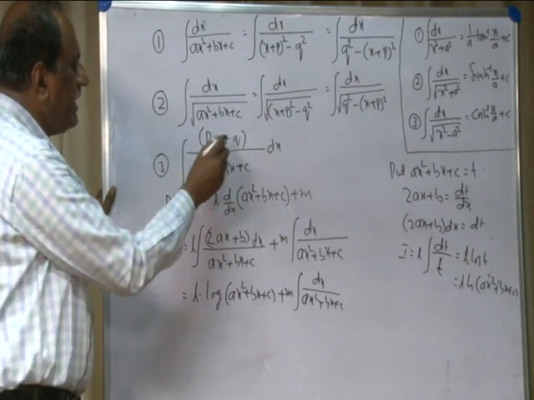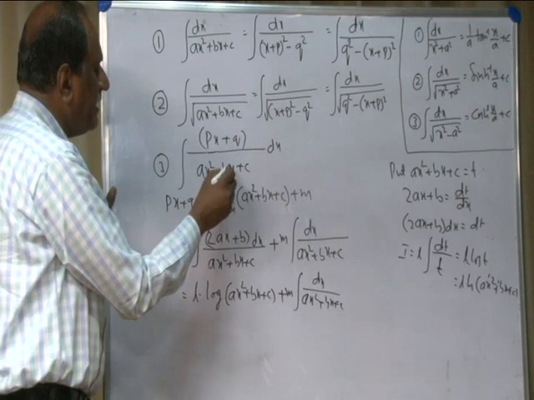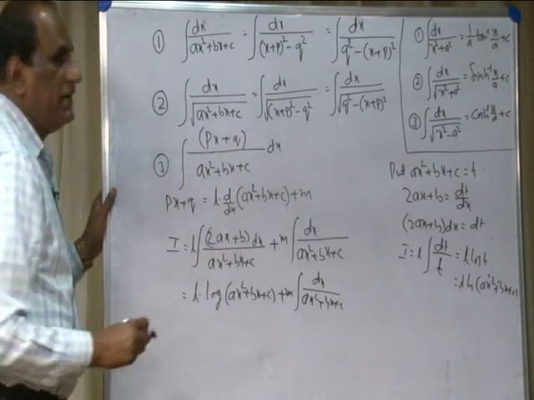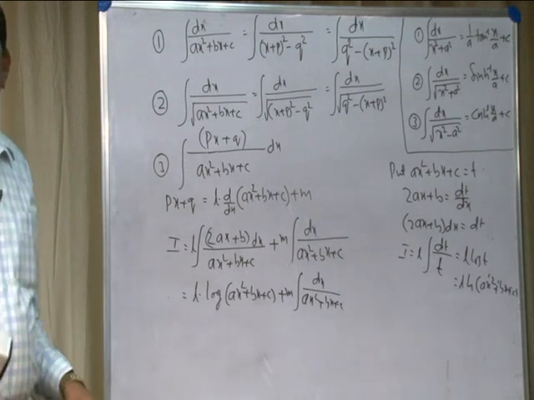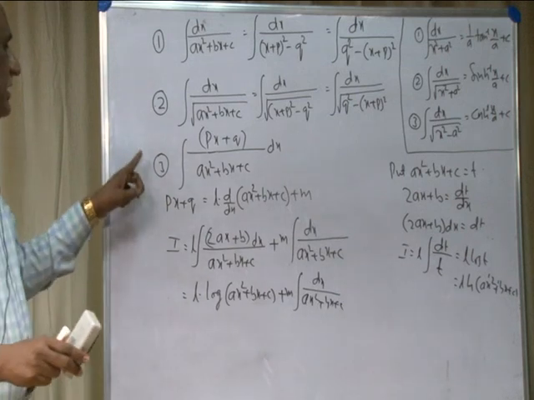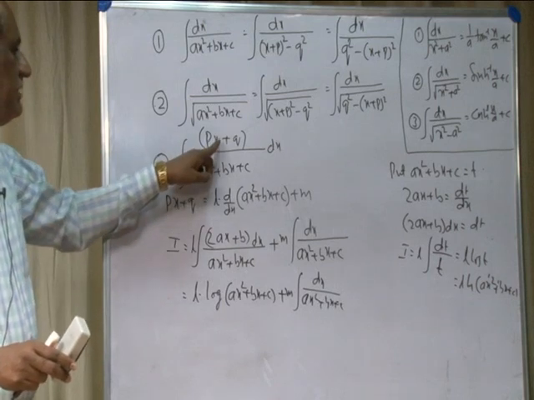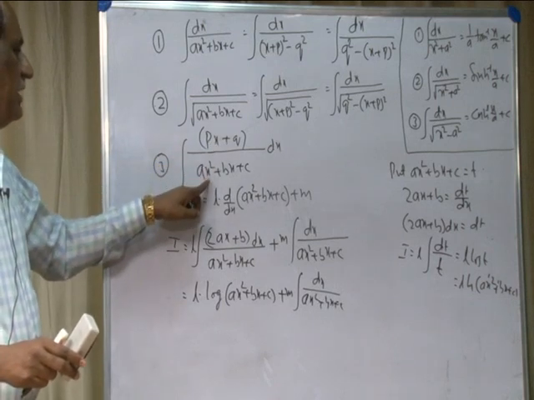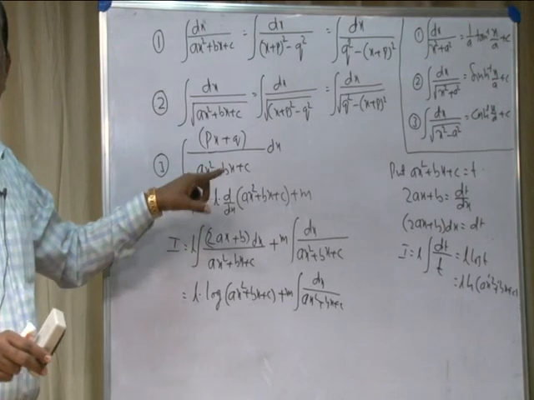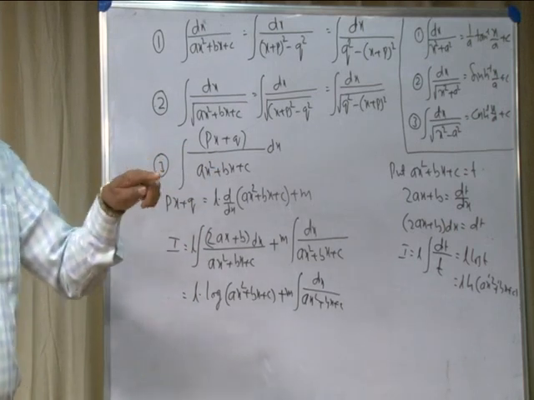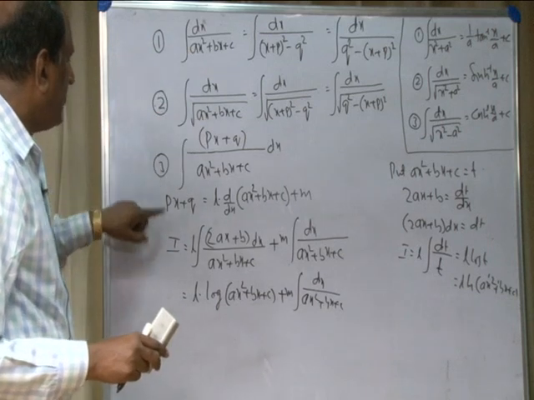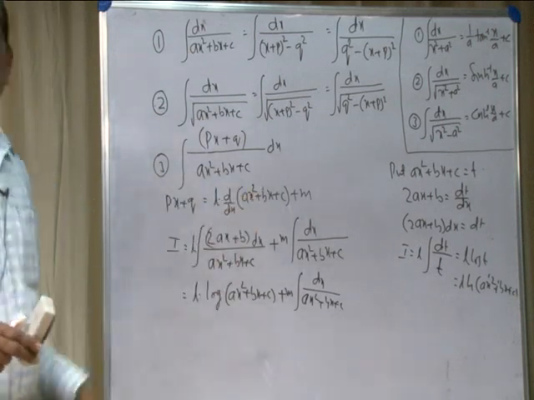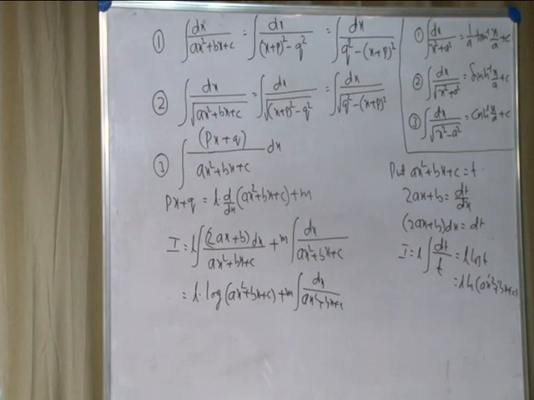Third one is (px + q) divided by (ax² + bx + c) dx. Now I am going to explain one more standard form of integral, that is the fourth form. Same thing is there in the numerator, and the denominator terms are the same, but all terms are under the root sign. The only difference between the first and second is the root, and likewise for the third and fourth: the denominator terms are under the root sign.